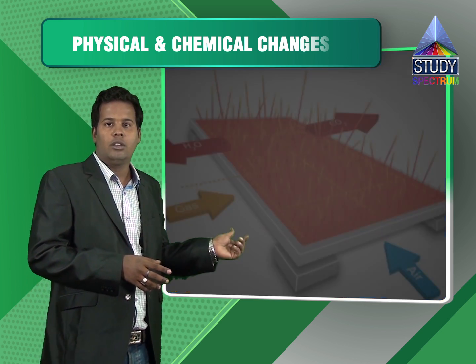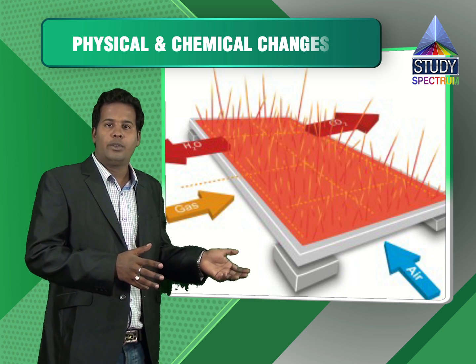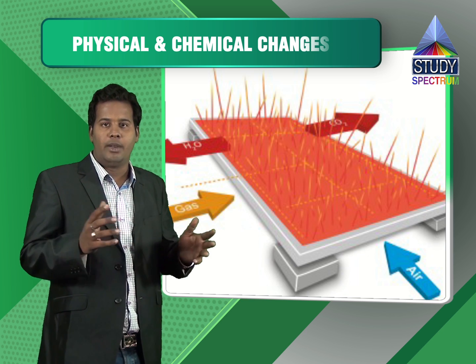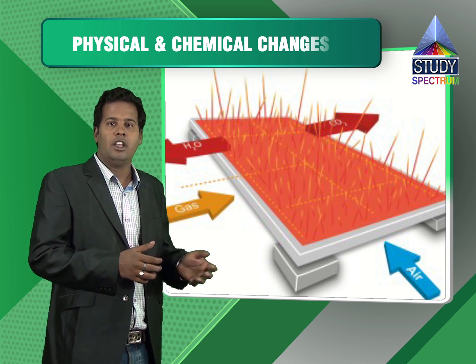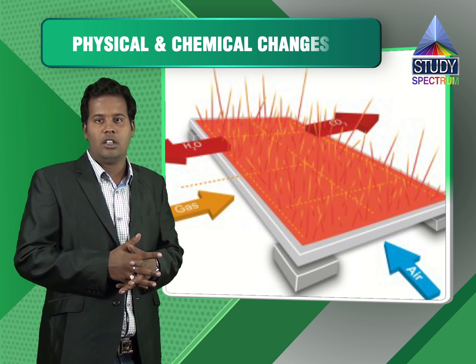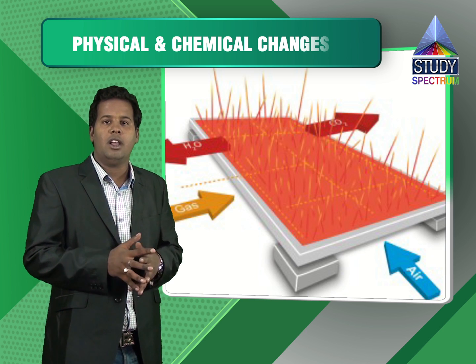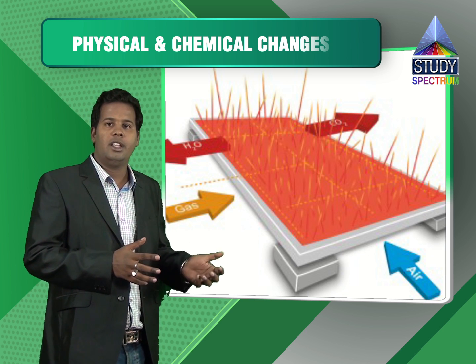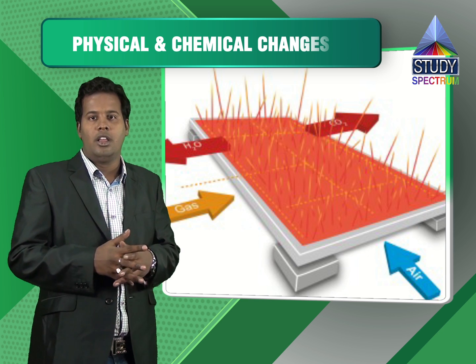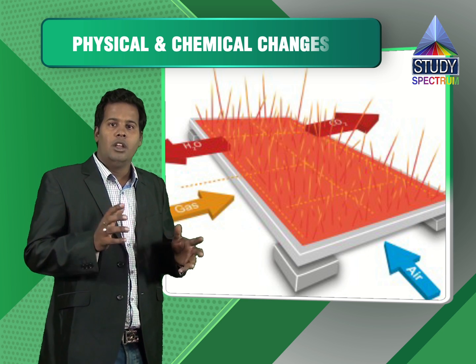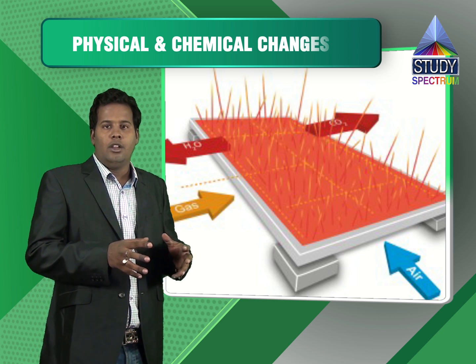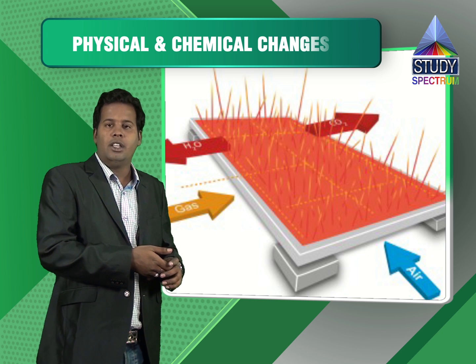Correct? We have to choose the correct option. Now the options given are, option A is process A is a chemical change, option B is process B is a chemical change, option C is both these processes A and B are chemical changes, and option D is none of these processes is a chemical change.